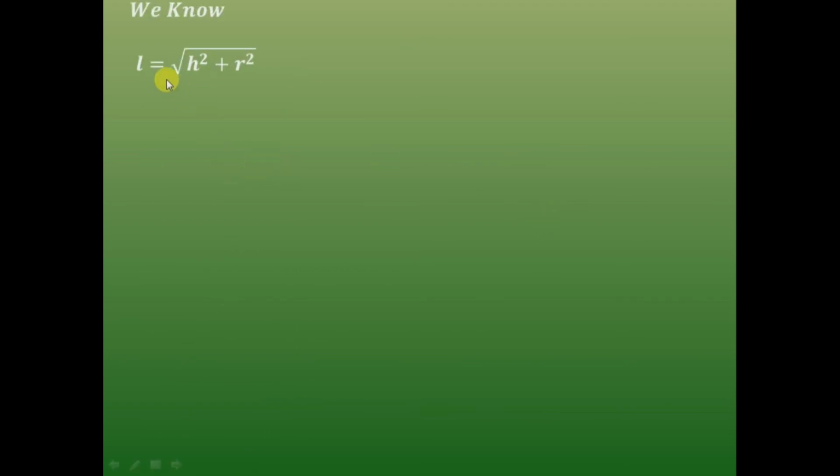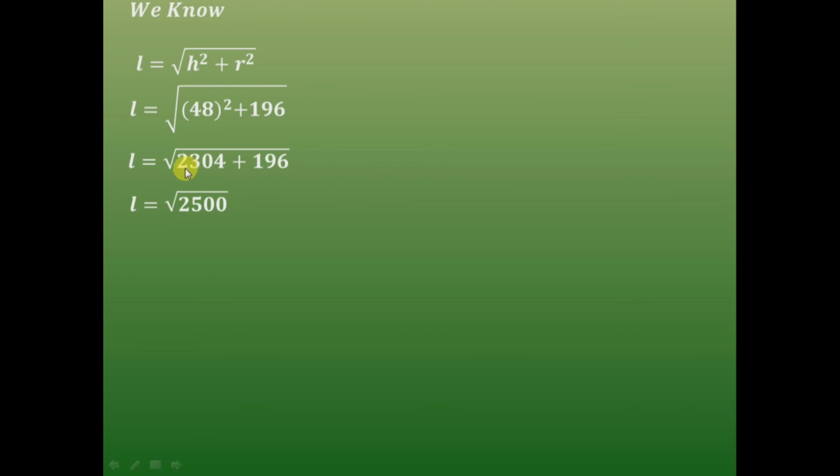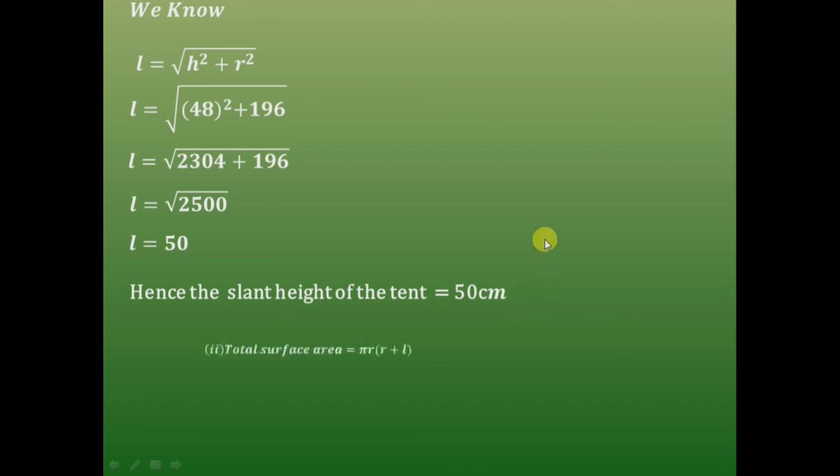We know L is equal to square root of h square plus r square. h means 48 square and r square is 196. 48 square is 2304 plus 196. When I add 2304 and 196, I'll get 2500. So L is equal to 50 centimeter. So this is the first answer. Hence the slant height of the cone is equal to 50 centimeter.